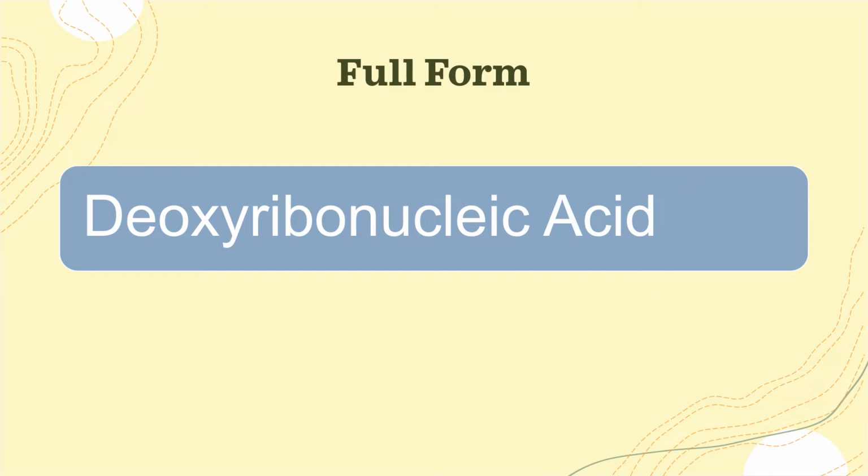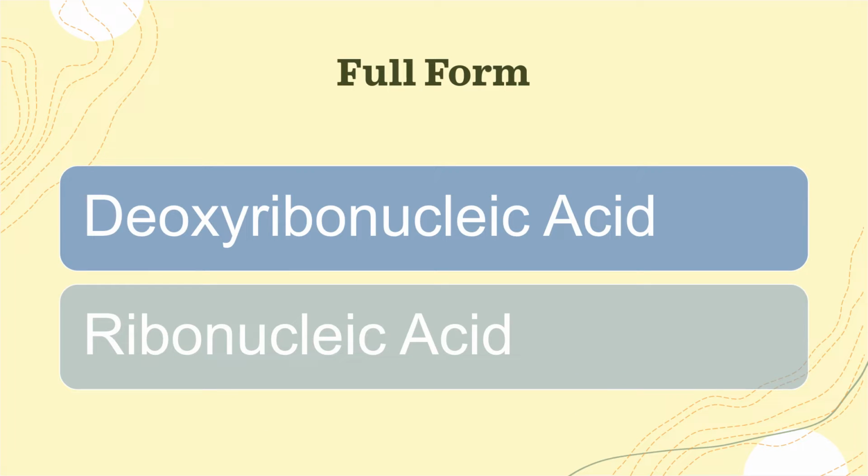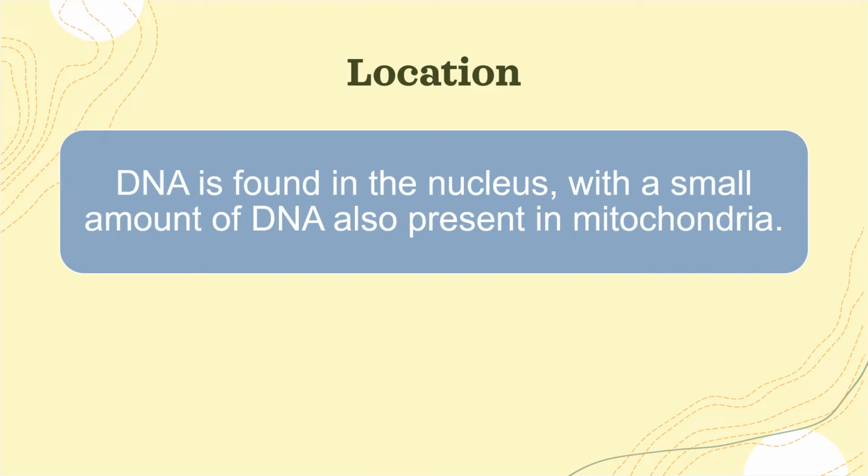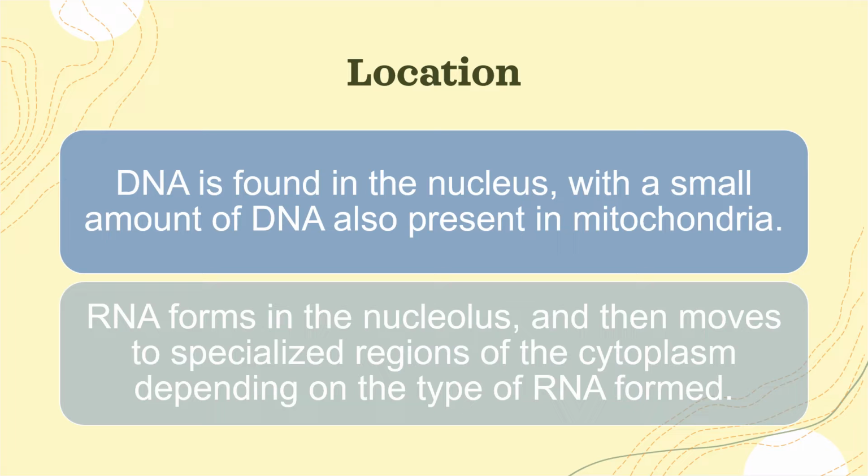Starting with the full form of DNA and RNA. DNA stands for deoxyribonucleic acid, while RNA stands for ribonucleic acid. Their location: DNA is found in the nucleus with a small amount of DNA also present in the mitochondria. So it is mainly found in the nucleus but a small amount is present in mitochondria. While RNA forms in the nucleolus and then moves to specialized regions of the cytoplasm depending on the type of RNA formed.